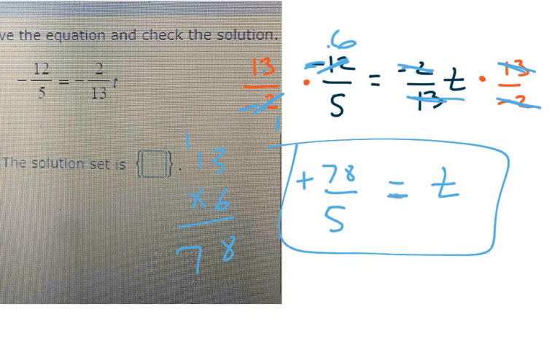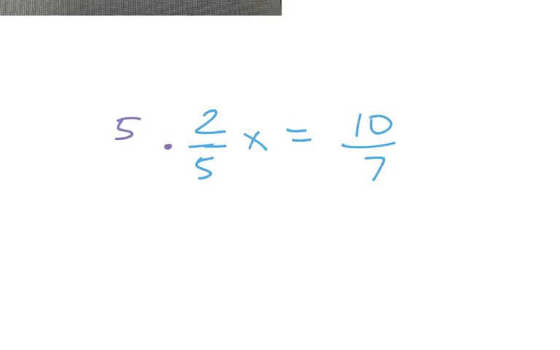So hopefully that makes sense. Essentially, when you have fractions, you always want to just multiply through by the reciprocal. So another quick example, if I give you 2/5 x equals, let's say, 10 over 7, then all I want to do is multiply by the reciprocal. So just flip the number that is next to the variable. These will divide out, these will divide out.